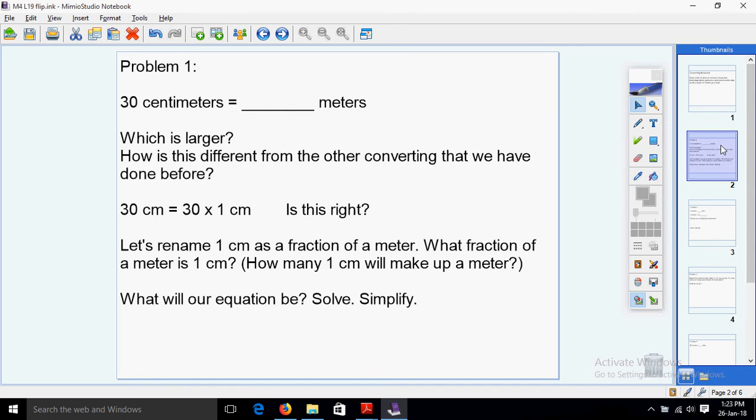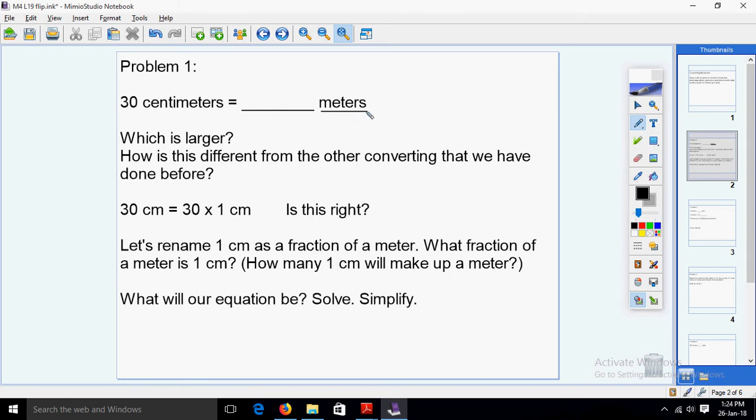Our first problem. We're looking at 30 centimeters and we want to figure out how many meters that is. The first question you want to ask yourself when you're converting is, which one is bigger? If you're looking at centimeters and meters, which one is bigger? We know that meters are bigger. This is a little different from how we did it before, because before we were going from, maybe, 3 meters is how many centimeters, right? So we'd multiply by the converting factor. But for this one, we're going the opposite way.